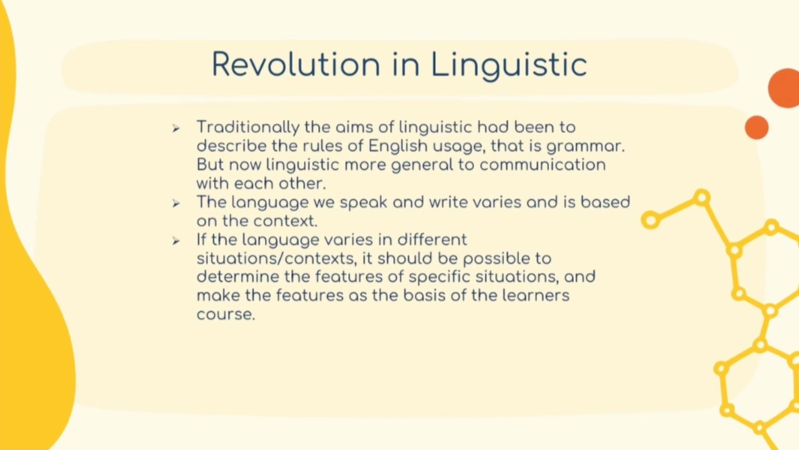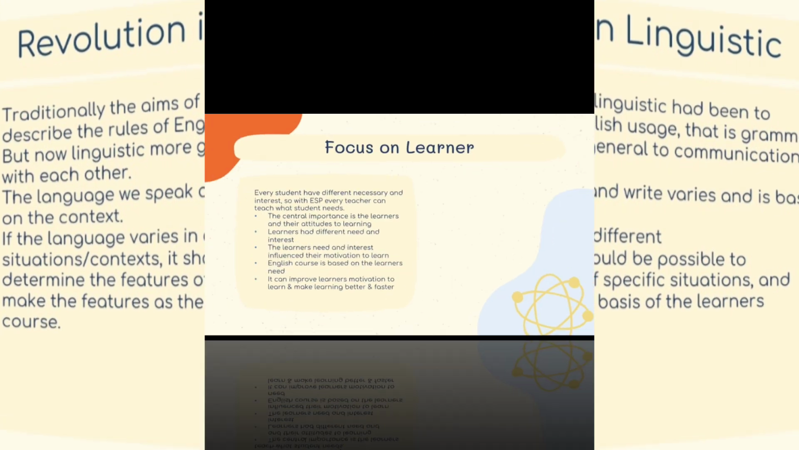The second reason, revolution in linguistics. Traditionally, the aims of linguistics had been to describe the rules of English usage, that is, grammar, but now linguistics is more general, relating to how people communicate with each other. The language we speak and write varies and is based on the context. If the language varies in different situations or contexts, it should be possible to determine the features of a specific situation and make those features the basis of the learner's course.